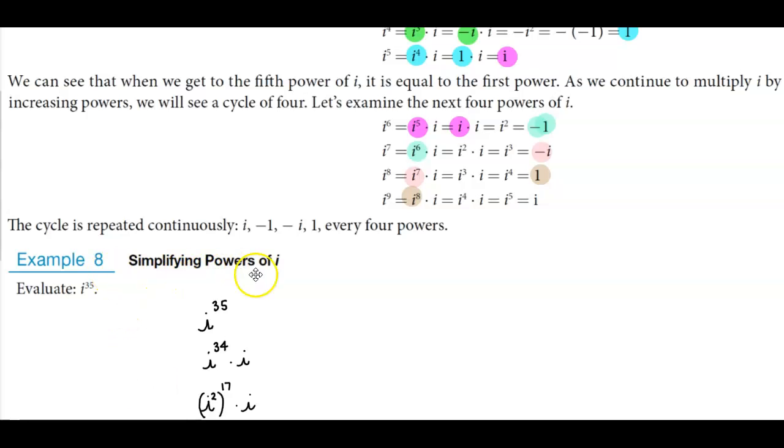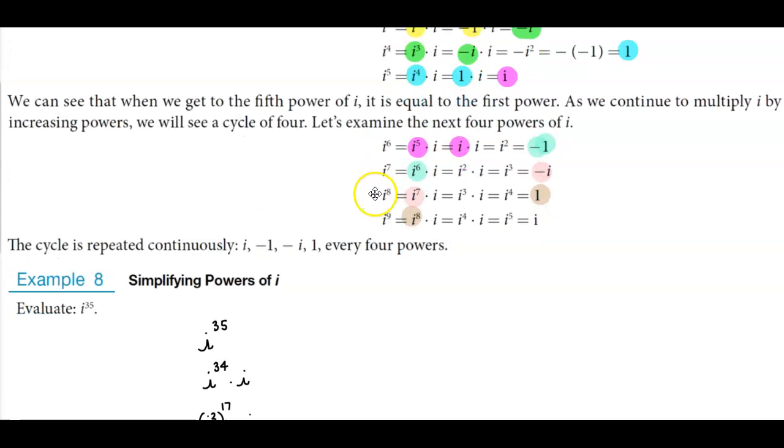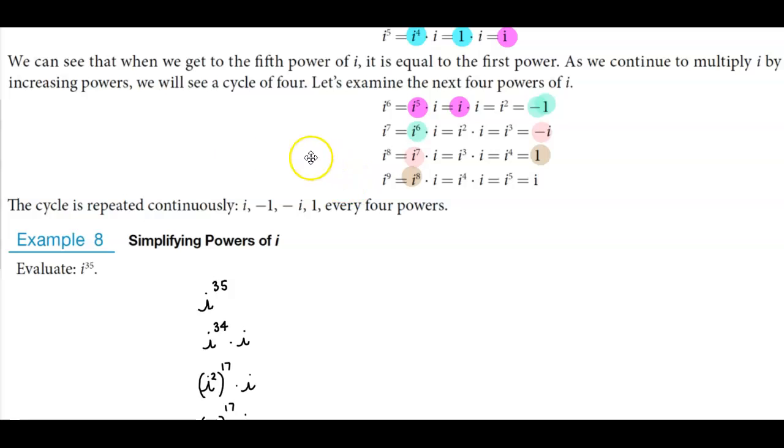Example 8, simplifying powers of i. So we want to evaluate i to the 35th power using some of the rules that we have from up here. My recommendation is you want to always try to find a base of i squared. So always eventually determine a base.